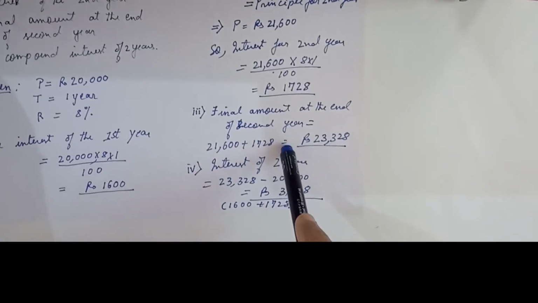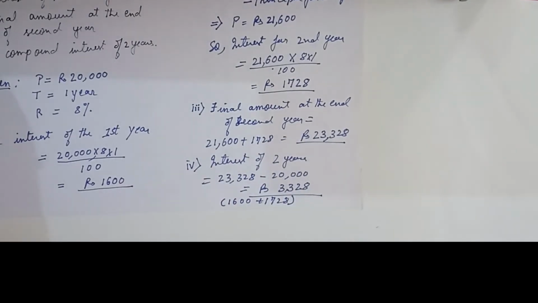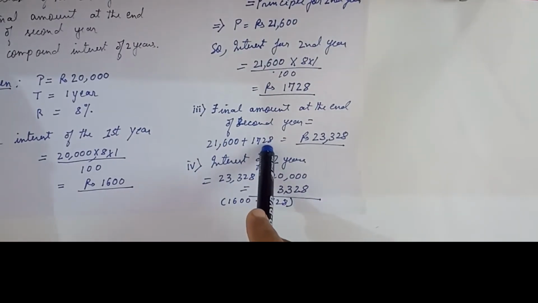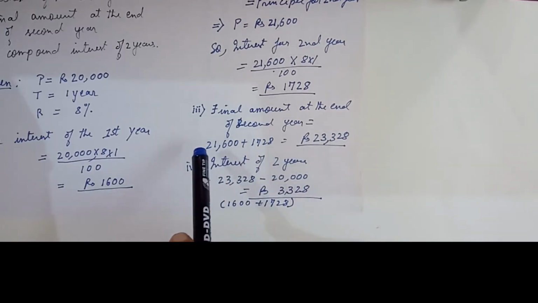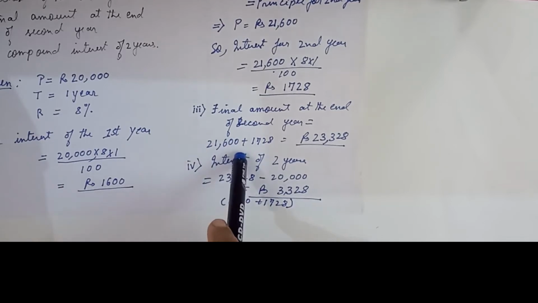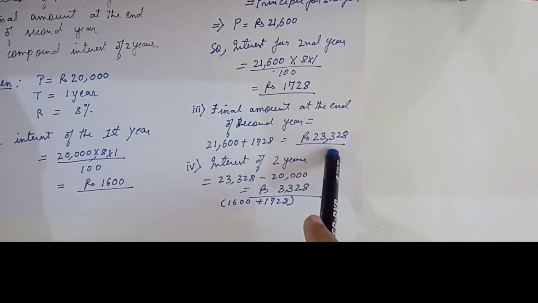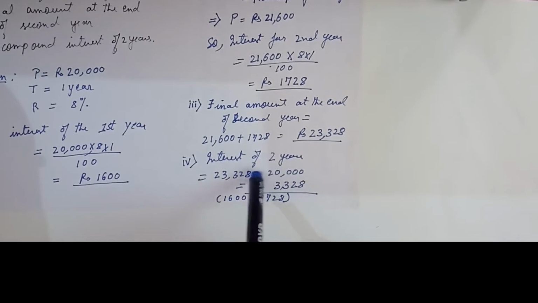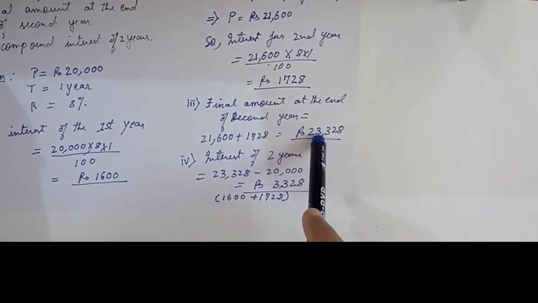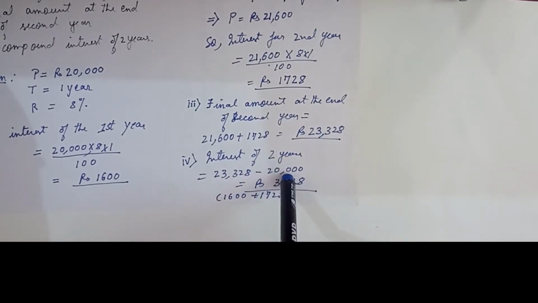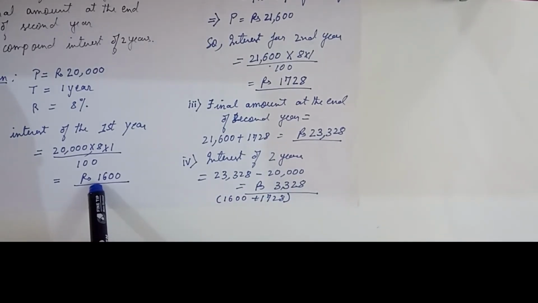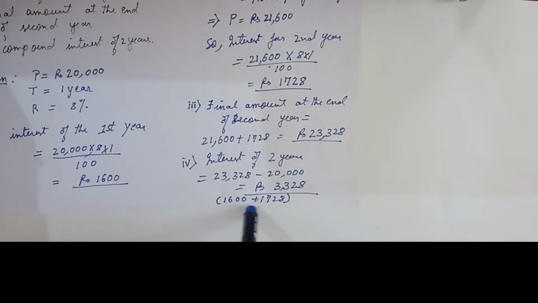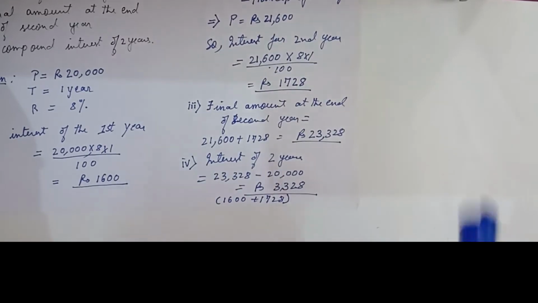The final amount at the end of second year is principal plus interest, a formula we had already done. So children, I would suggest please watch the simple interest video and come back. We add and we get the final amount. The interest at the end of 2 years is amount minus the principal. We can also add the interest at the end of 1 year and the interest at the end of second year, and we get the same answer. Both the methods I have shown to you.